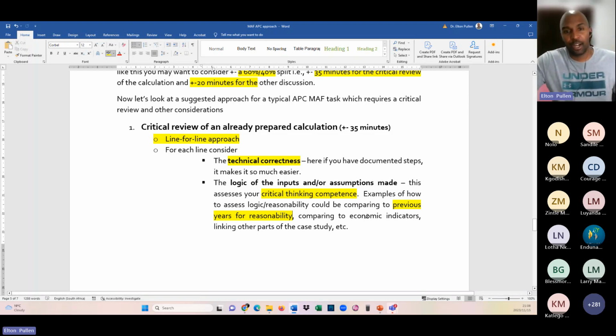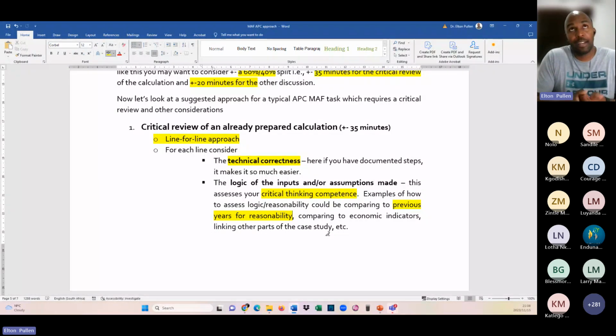12% growth in terms of economic indicators like inflation, etc., also doesn't sound logical. So there are just some examples, and also linking to other parts of the case study that may be relevant. I don't have a foolproof list for you. The only advice I can give you here is to at least pause and reflect on whether the input in this calc is logical.